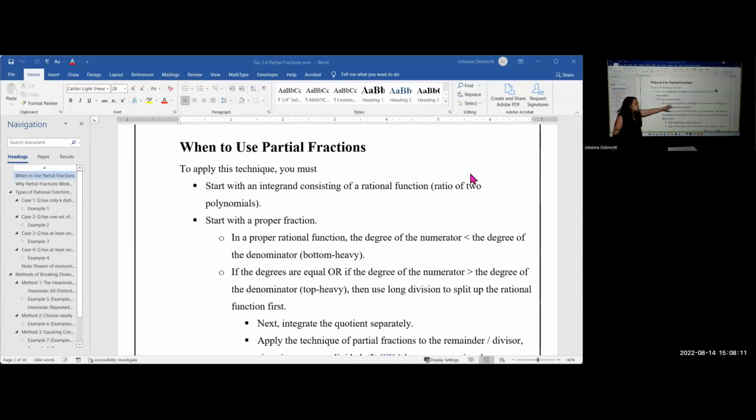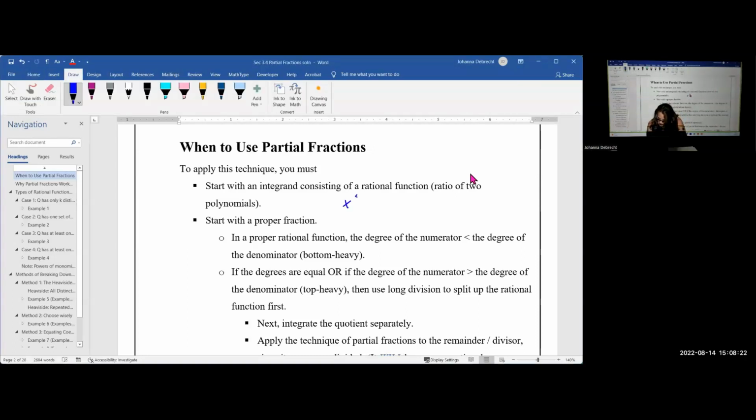If it's a proper fraction, then the degree of the numerator is going to be less than the degree of the denominator. So let me give you an example of what I'm talking about here. Let's say that you had something like, oh, I don't know, x to the 5th plus x to the 4th minus 3 over x squared plus 5x plus 6, something like that, right? This is definitely not proper. Why? The degree of the numerator is 5 and the degree of the denominator is 2.